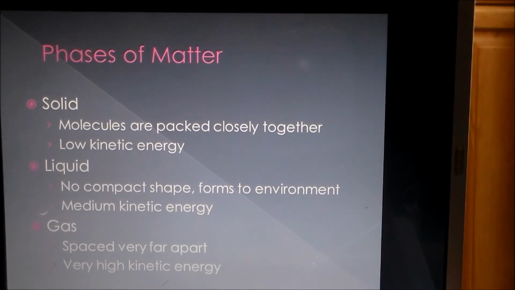Now there are three main phases of matter. You have your solids, your liquids, and your gases. Solids are molecules that pack closely together and they have very low kinetic energy. Liquids have no compact shape and they form to their environment, and they have medium kinetic energy when compared to solids and gases. Gases are spaced very far apart and they have very high kinetic energy because molecules are moving around very fast.